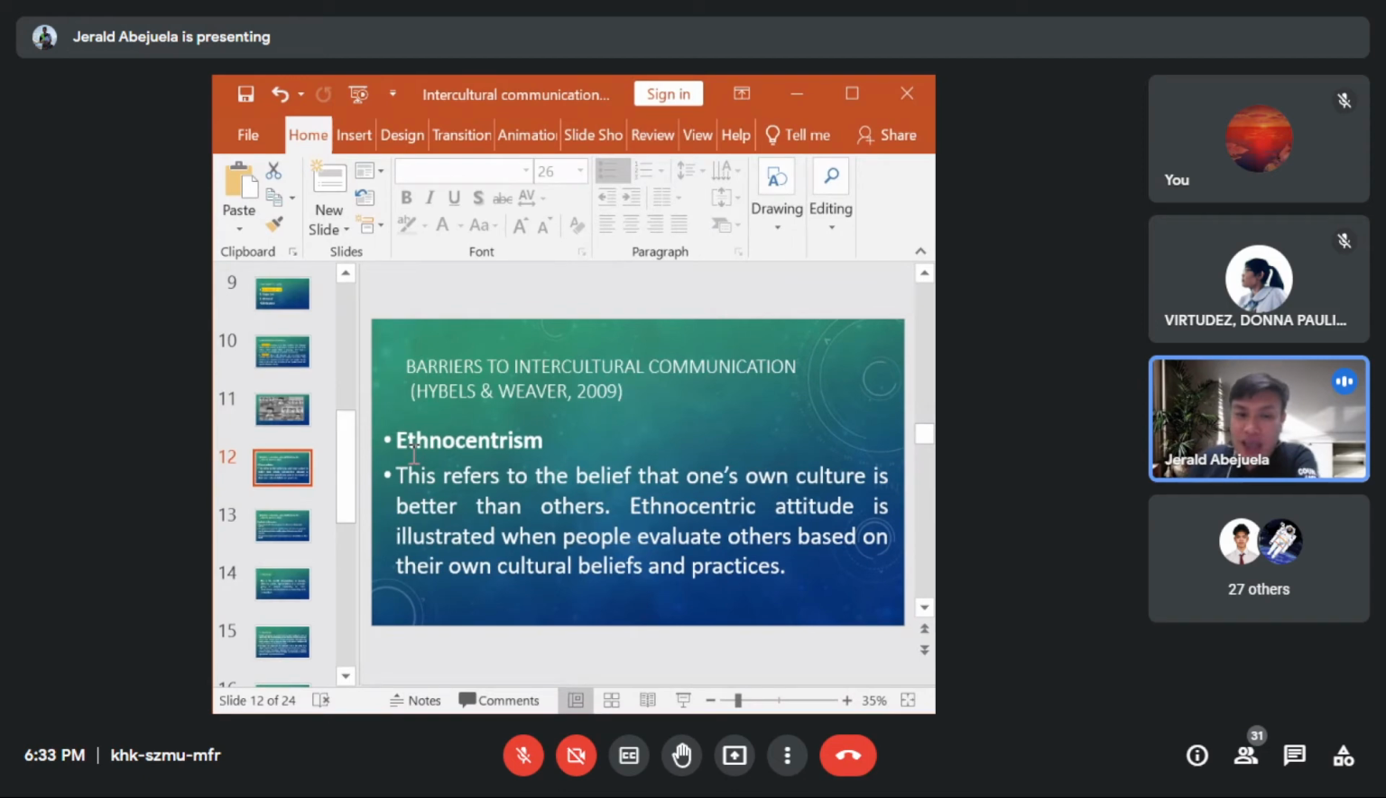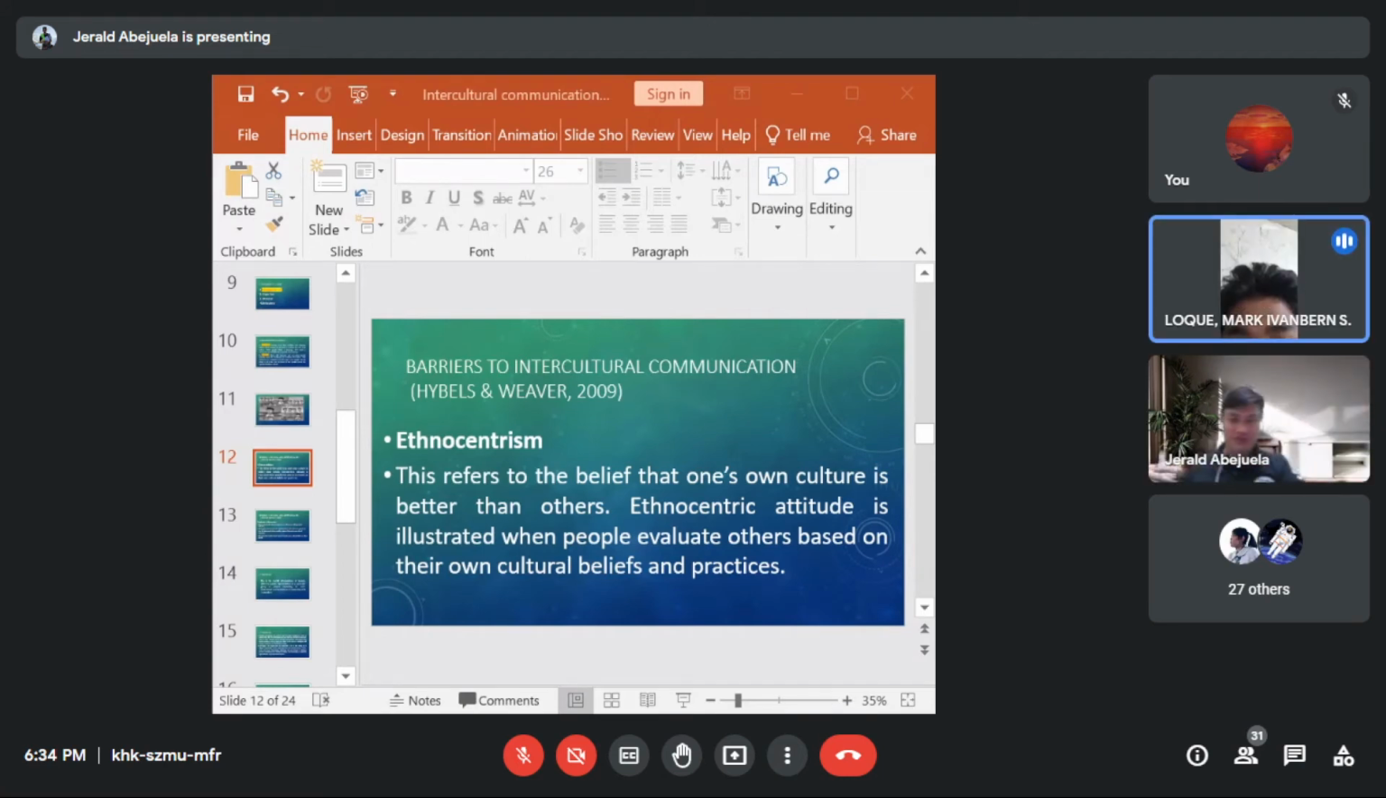Now, what do we mean by ethnocentrism? Can you read? May I listen to you, Aldea? Loke, can you read what ethnocentrism is? Ethnocentrism. This refers to the belief of one's own culture is better than others. Ethnocentric attitude is illustrated when people evaluate others based on their own cultural beliefs and practices.